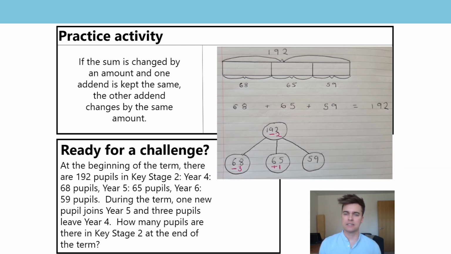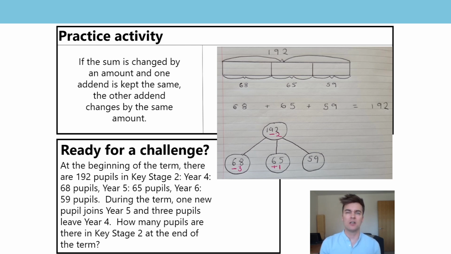So I represented the whole and the 3 parts, and then in pink you can see where I've shown 3 leaving Year 4, Year 4 being reduced by 3, and Year 5 increasing by 1. Now, the impact that's going to have, I've changed 2 addends. I've decreased an addend, I've increased an addend. What's going to happen to my sum?